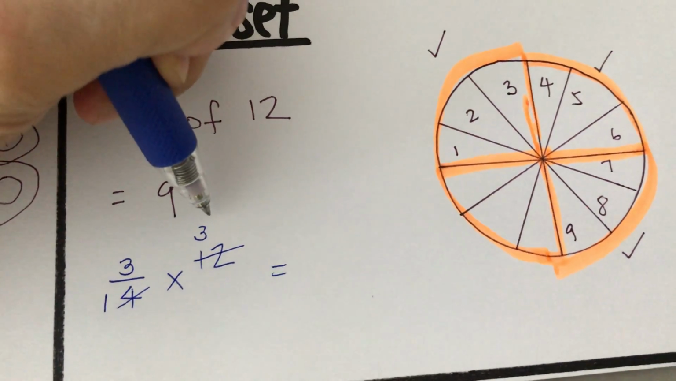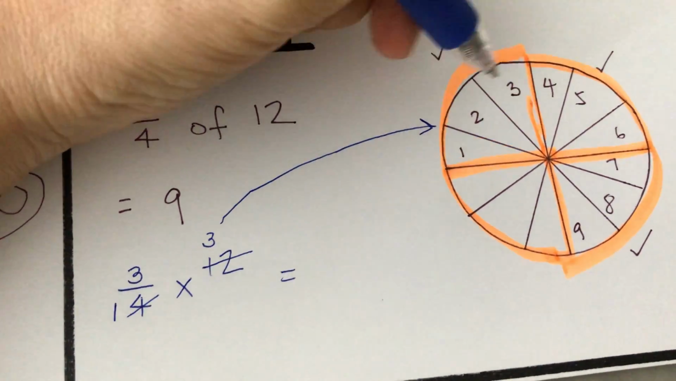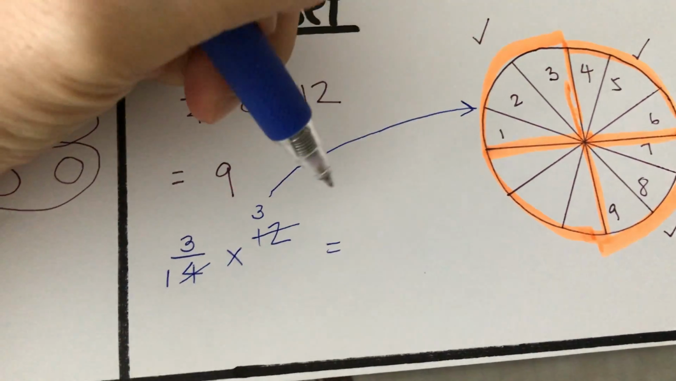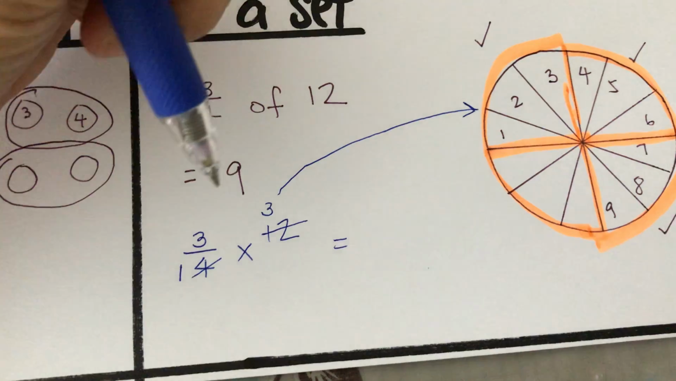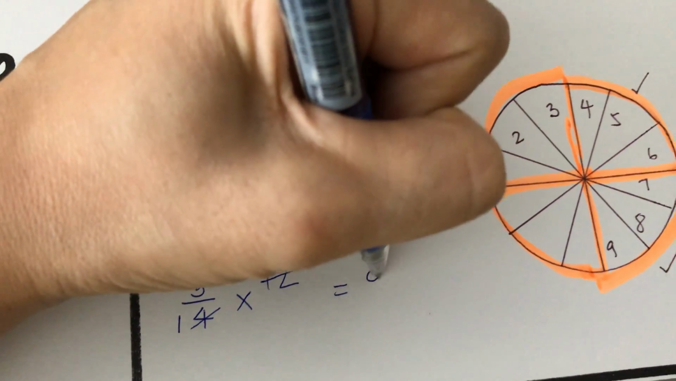That explains why in every part there are 3 slices. So the 3 actually comes from there. And to get the final answer, 3 times 3 will give us 9.